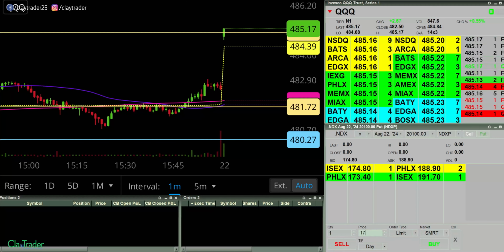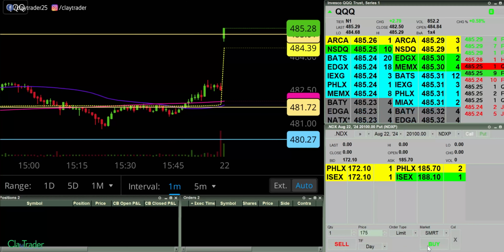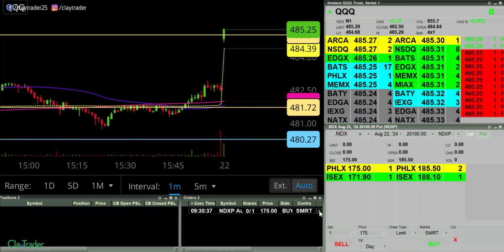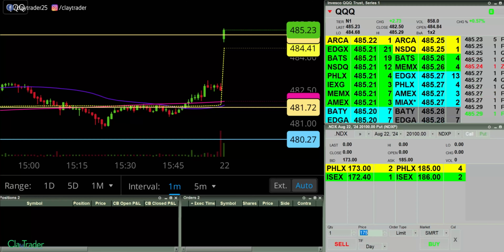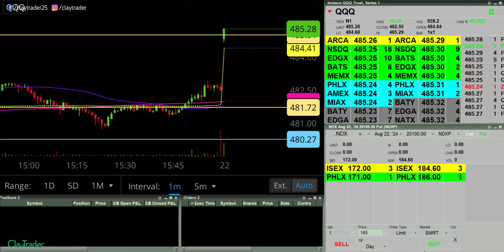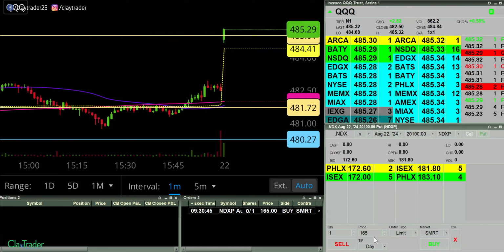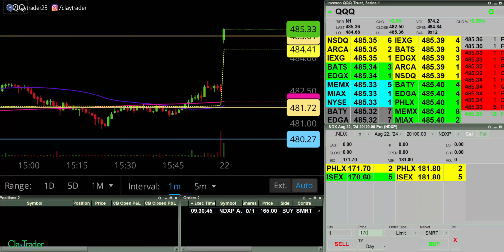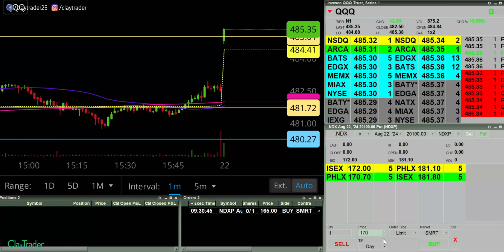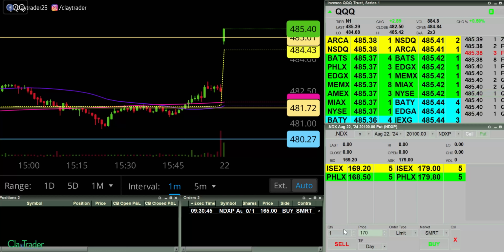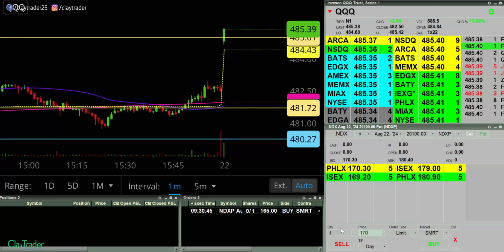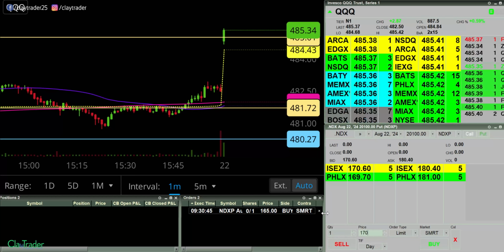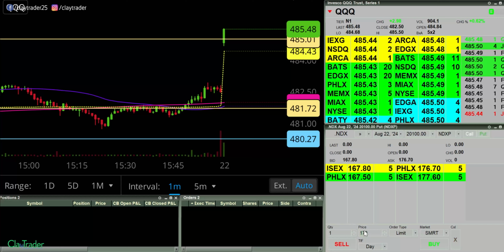Did not get filled at 180, so let's go to 175 instead. All right, let's go to 165. Market just opened up, so I'm trying to play things more on the conservative side here.